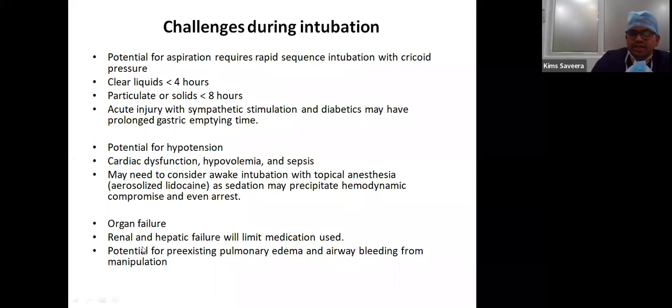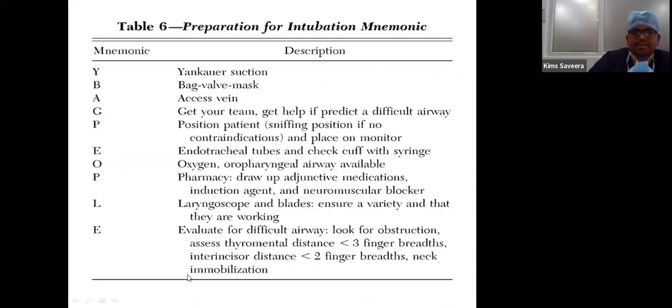And in any organ failure, renal or hepatic failure, there is limited medication that we can use in such conditions. To face those challenges, we should be prepared. So this is a simple mnemonic that we have, back people.